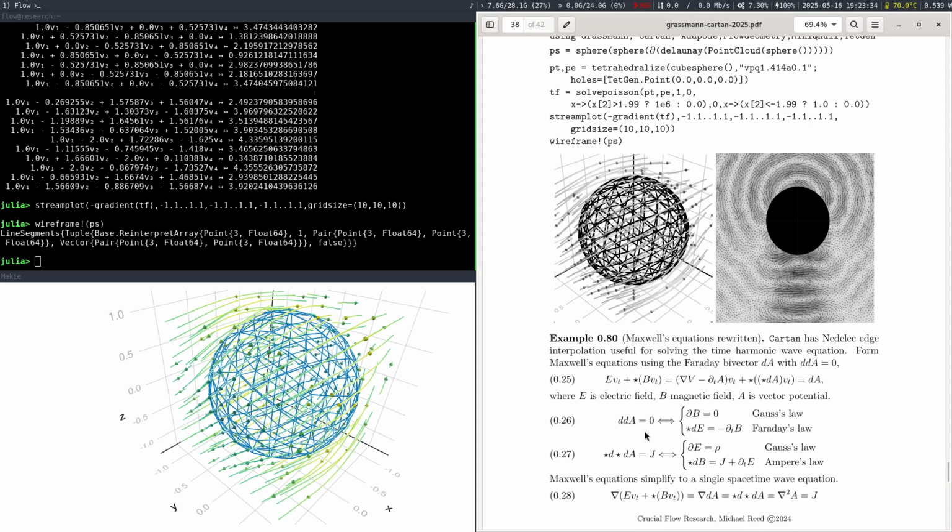So ddA equals 0. And we have Gauss's law and Faraday's law. And we have star d star dA equals J for Gauss's law and Ampere's law. And so then Maxwell's equations simplify to a single space-time wave equation. This is the same thing I've discussed previously. So I've included this again one more time because I think it's an important piece of information to consider.